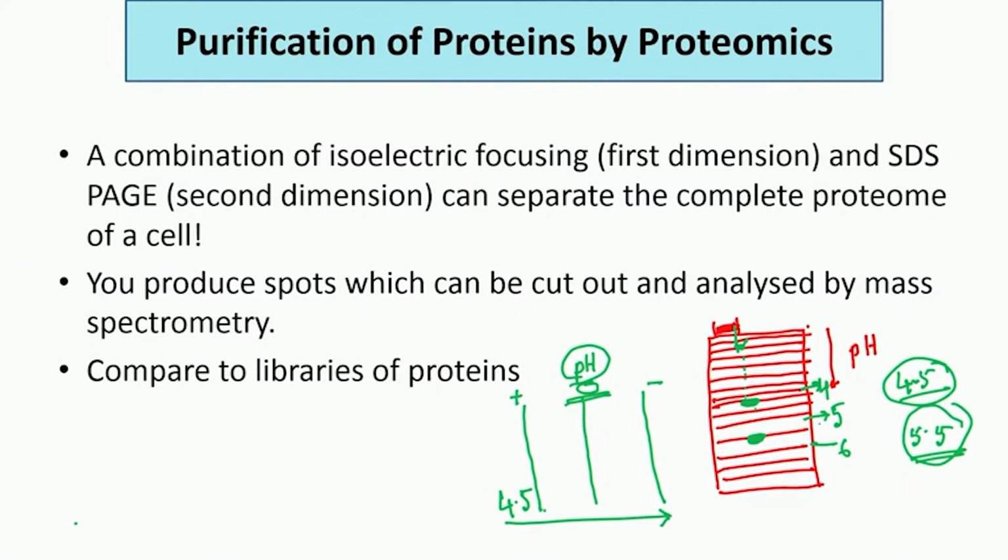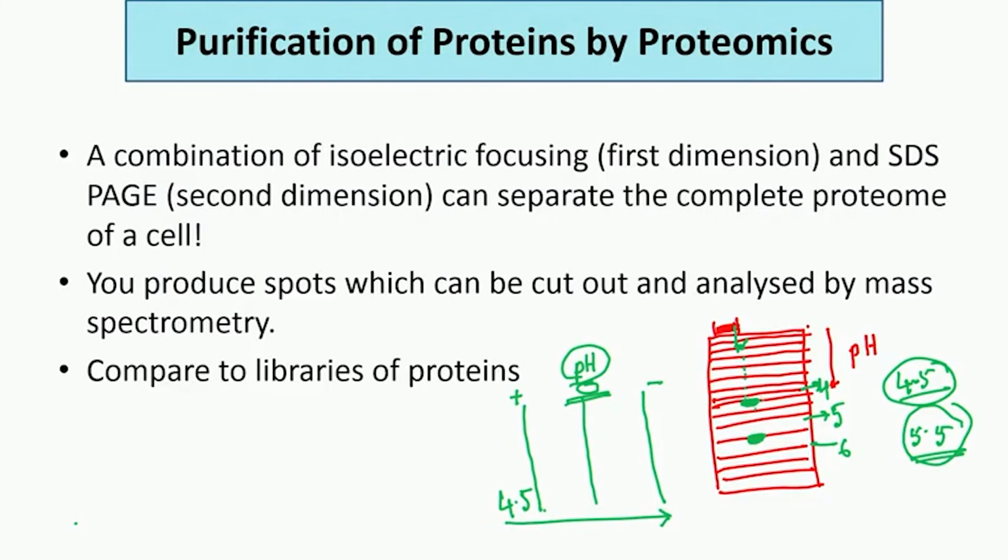So, you are basically focusing, or collecting all the proteins at a particular pH which is equal to its isoelectric point. Okay. So, that is why this is called isoelectric focusing. Focusing means you are pinpointing something towards a particular region.